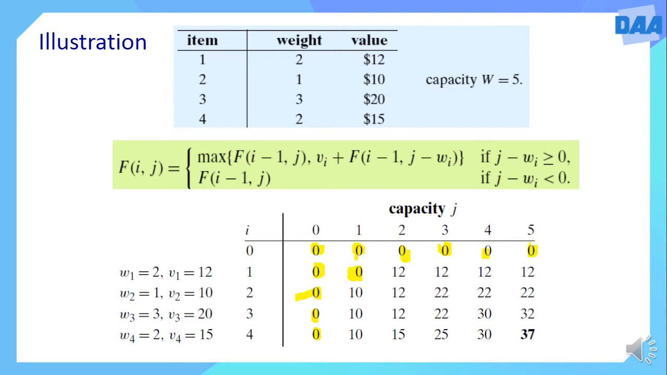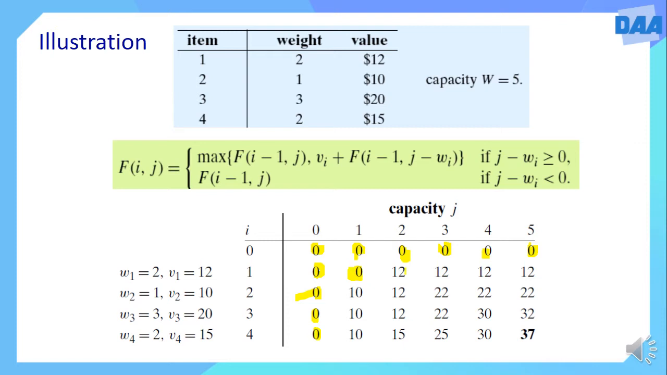Here you can see that the ith item weight is 2, and the capacity of the knapsack is 1. So we cannot include the first item into the knapsack. So f of i,j is equal to f of i minus 1, j. That is the rule applicable here. And moving on to the next one, f of 1,2.